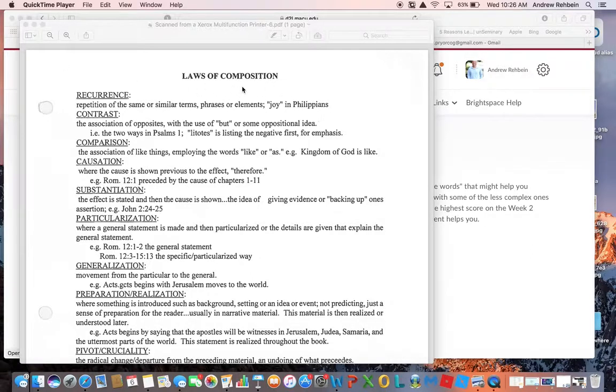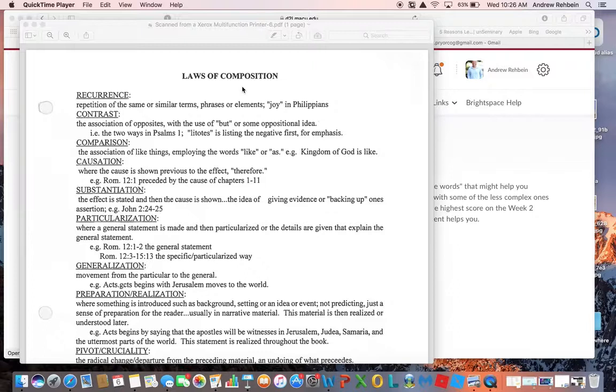A lot of times this seems overwhelming when you're new to the inductive process, but I just want to take some of the mystery out of it for you and boil it down, because this is an integral part of inductive Bible study. When you can start identifying where these laws are at work, a lot of pieces are going to come together.